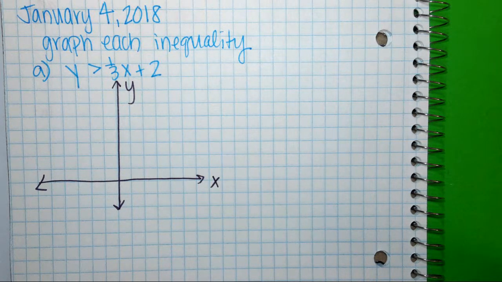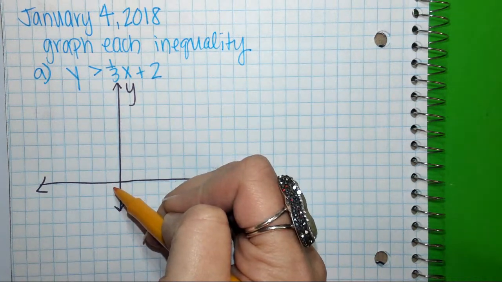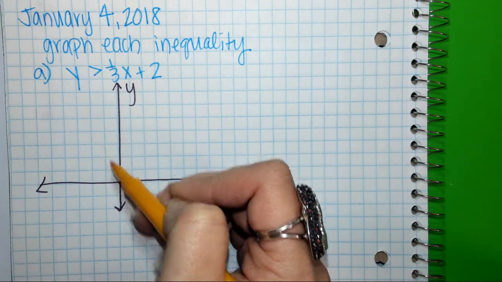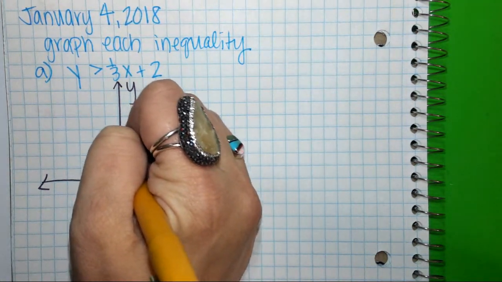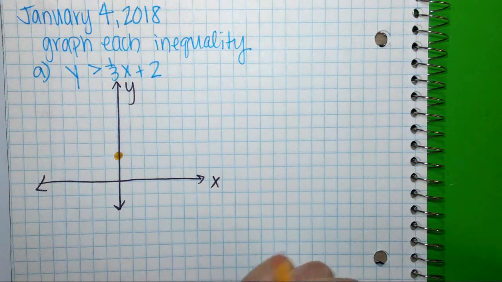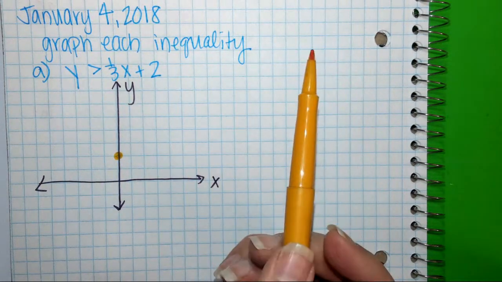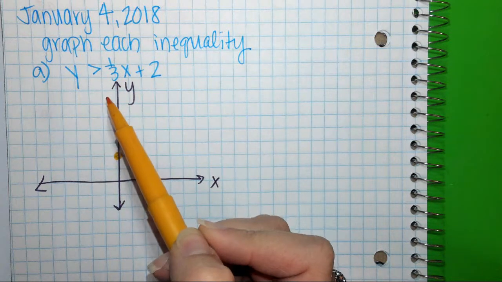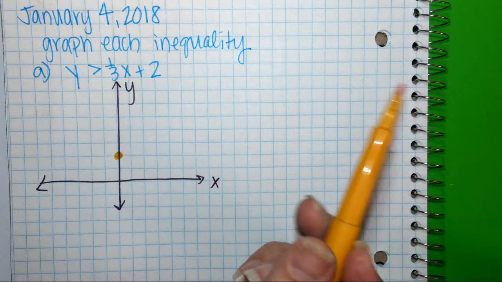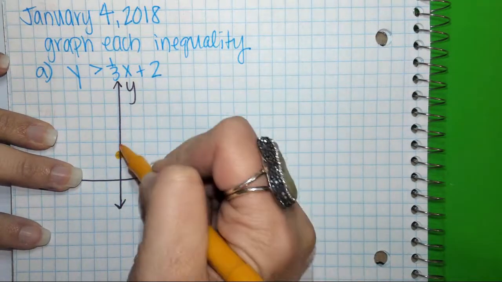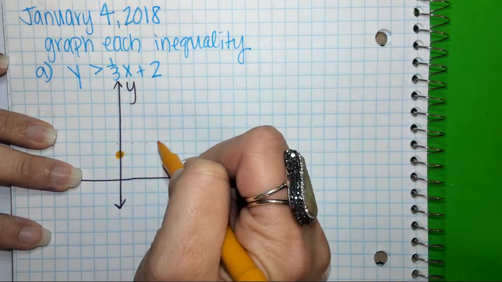Alright, we are graphing this because it is already solved for y. Now, can anybody tell me what my y-intercept is? 2. So do I go up 2 or right 2? Up 2. Okay. Then my slope is what? 1/3. Is it a positive 1/3 or a negative? Positive. So we go up. Good. So you go up how many? 1. And then right how many? 3.